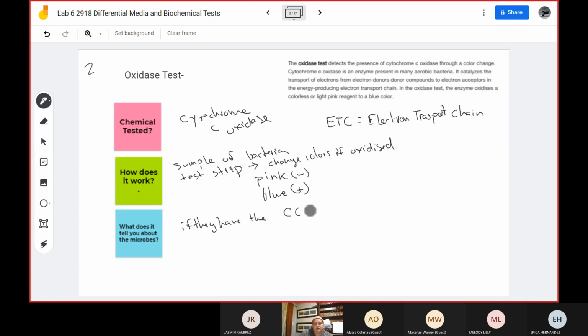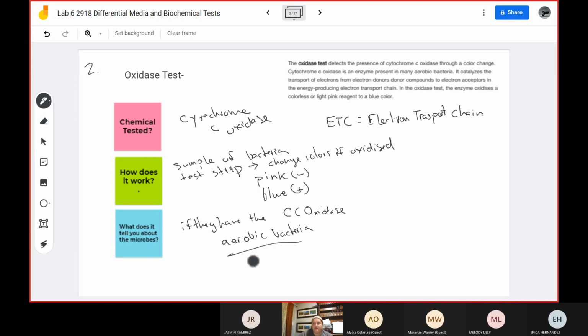I'm just going to write CCO for short because I don't want to write it out again. Cytochrome C oxidase. And if a bacteria has cytochrome C oxidase, because it's part of this electron transport chain, most often any bacteria that has this enzyme is going to be an aerobic bacteria. This is not definitive, but it is definitely indicative that you could potentially have an aerobic bacteria, or a bacteria that is able to utilize oxygen, on your hands.